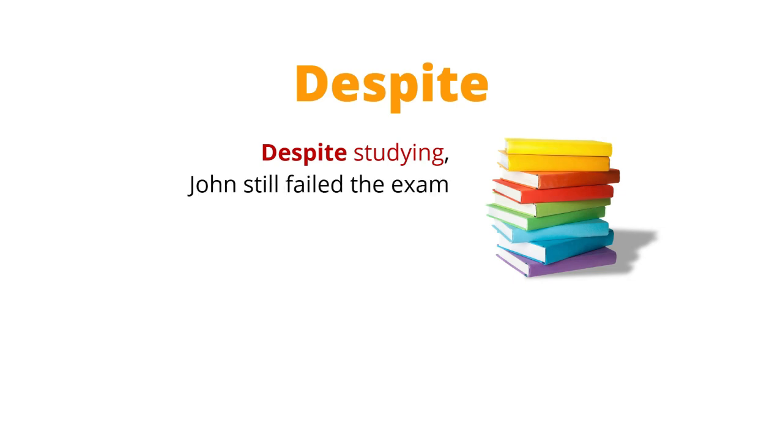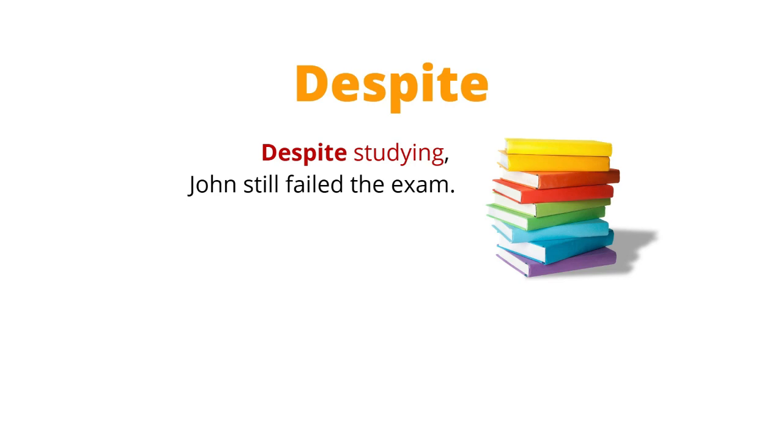Now let's look again at the ing form of the verb. Despite studying, there's the first part of the sentence. John still failed the exam. Now you see in the first part of the sentence we've got a verb, studying. We have no agent for the verb. There is no subject there. So we presume that in the second part where it says John still failed the exam, John must be the subject of that verb. We presume.